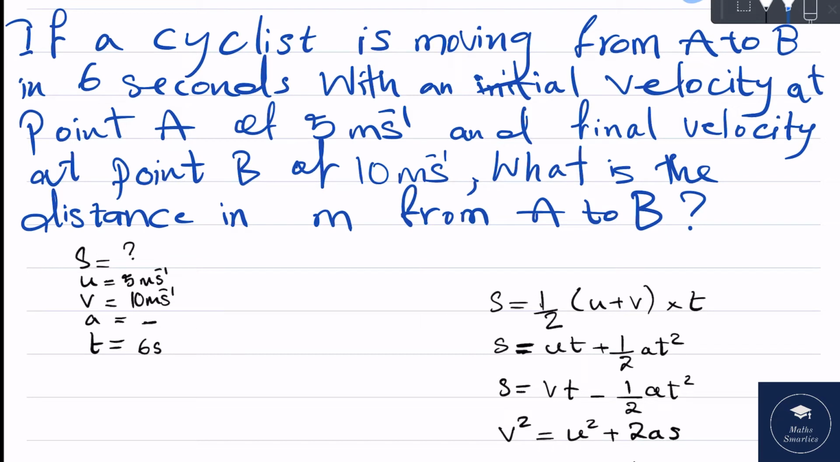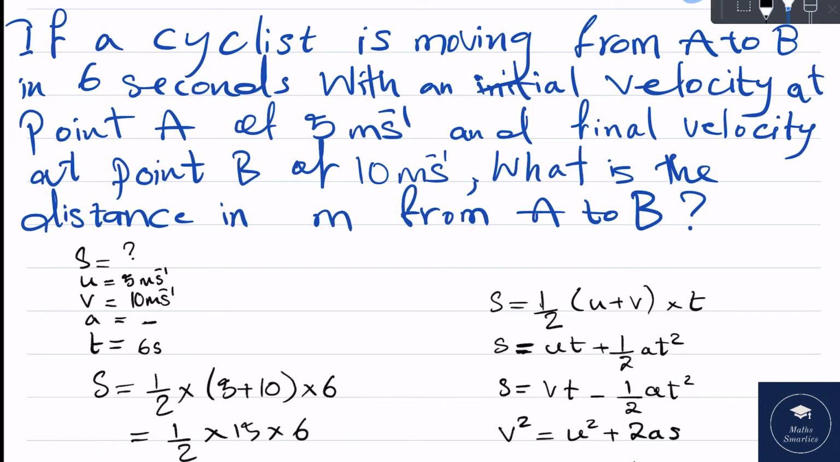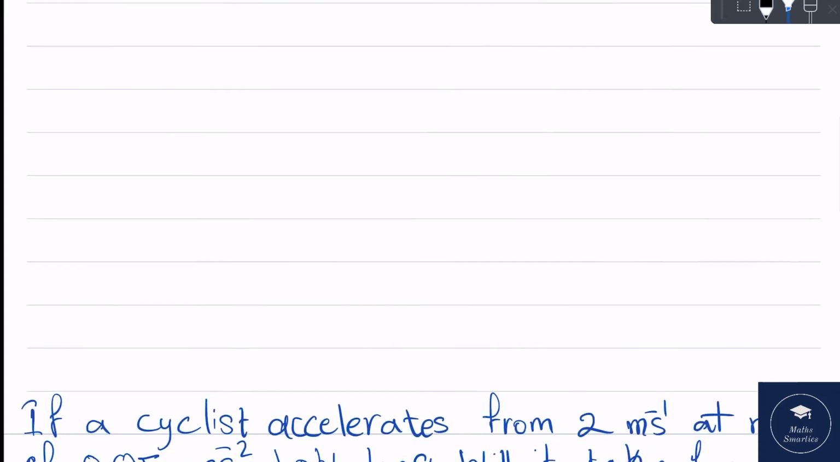The basic equation we have learned is displacement equals half times (u plus v) times t. So we're going to use half times (5 plus 10) times 6. Half times 15 times 6. You should get 72 meters, and that is the answer for this question. This one is very straightforward. It's a good start, but we're going to move to another, more challenging one.